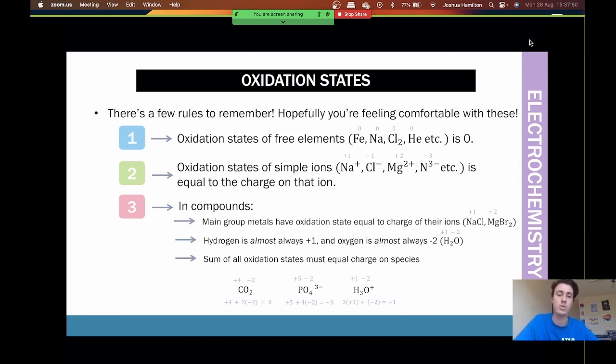So please make sure you know, first of all, oxidation states of free elements are all 0. Please understand that oxidation states of simple ions are +1, -1, +2, -3. In compounds, your main group metals have oxidation states equal to the charge of their ions, +1, +2, etc. Hydrogen is almost always +1, and oxygen is almost always -2.